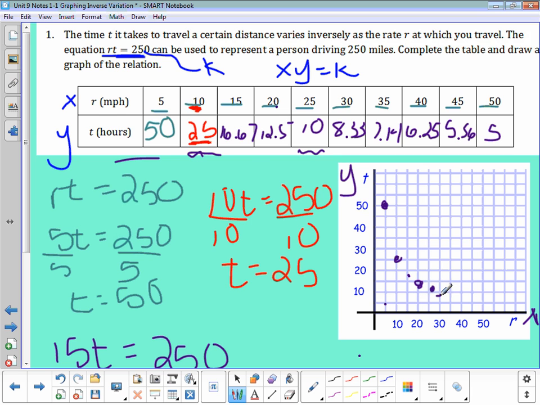For 35, just below that. For 40, just below that. And then we're going to go ahead and level that out. Okay, so that right there is your final answer.